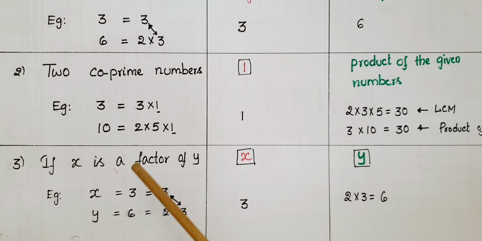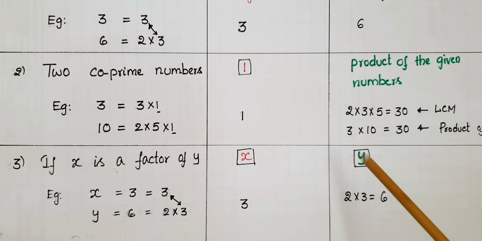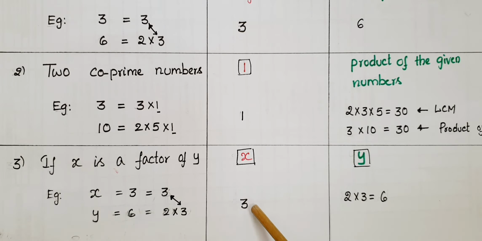Next one is, if x is a factor of y, then the HCF is x and LCM is y. You can see with an example. For example, if you take x is equal to 3 and y is equal to 6, you can write the factors of 3 as 3 into 1, and for y is equal to 6, you can write the prime factors, those are 2 into 3. So here HCF is equal to 3 and LCM is equal to 6. So HCF is equal to 3, that is nothing but x. So if x is a factor of y, then the HCF is x. You can directly write the HCF is x, and you can directly write the LCM is y, that is 6. See here, y is equal to 6, so the LCM is y.